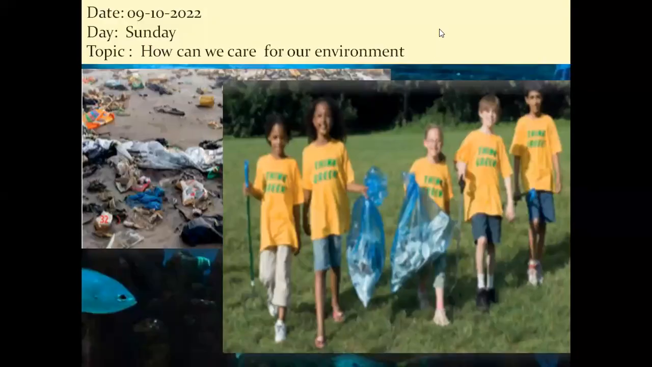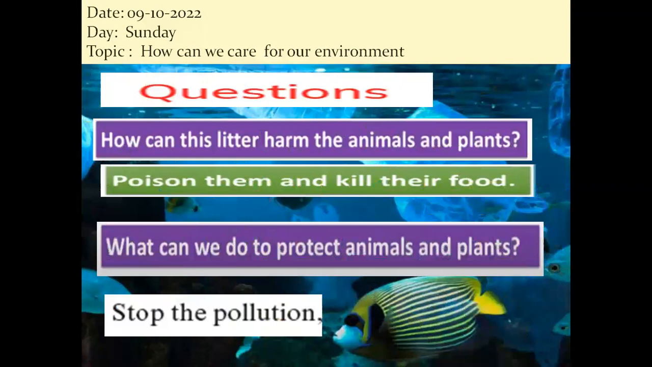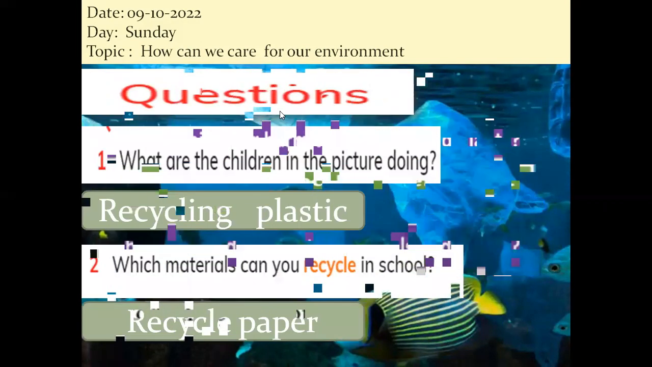So here are some questions in this lesson. How can litter harm the animals and environment? So litter can poison them and kill their food. Okay. Question number 2, what can we do to protect animals and plants? We can stop the pollution. We can work hard to stop pollution, take care of the environment.